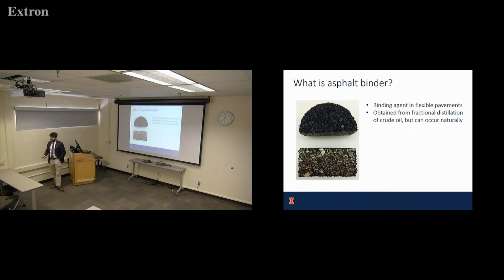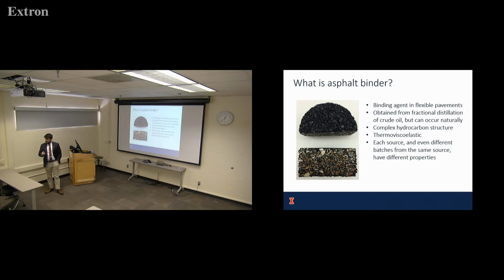Generally the binder can occur naturally, but more often it's obtained from the fractional distillation of crude oil. It's what's called the bottom residue, so all of the lighter fractions are used for petroleum production, the high value stuff, and then what's left over at the bottom is the asphalt. It has a very complex hydrocarbon chemical structure. We'll talk more about that later. It's thermoviscoelastic, meaning it's temperature and rate dependent. What makes this unique among other construction materials is that it does have that rate dependency and temperature dependency as well, which is a huge issue.